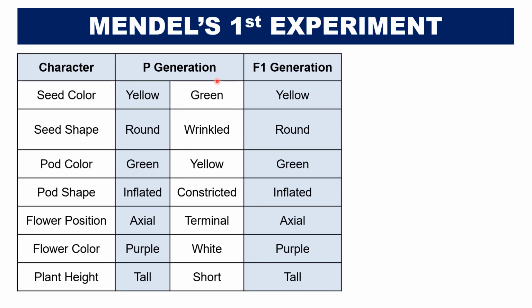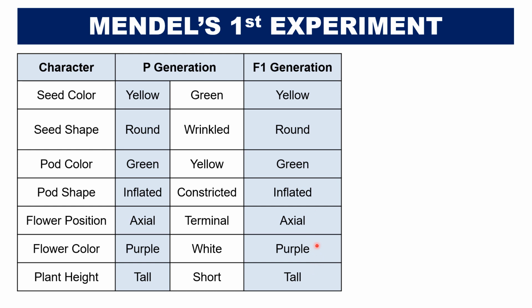Going back to the first experiment, when Mendel crossed the contrasting traits of each character as his parent generation, yellow versus green, round versus wrinkled, and so on, and then he came out with the results under the F1 generation. We have yellow, round, green, inflated, axial, purple, and tall.